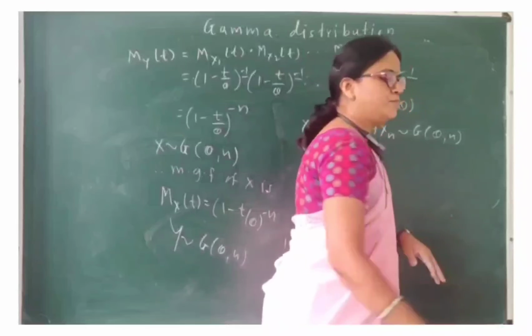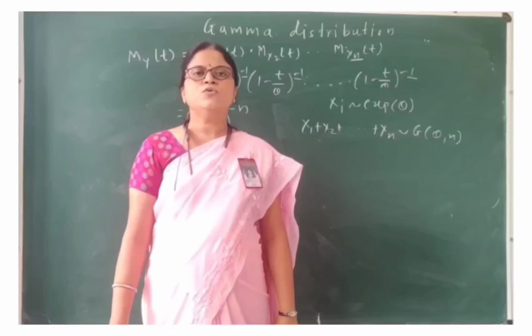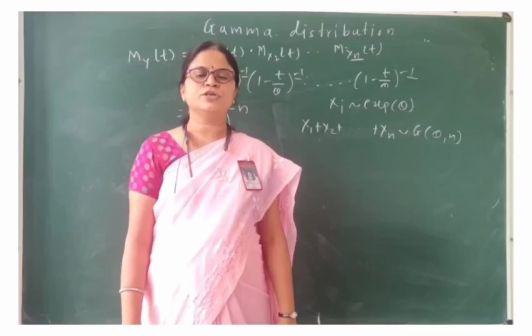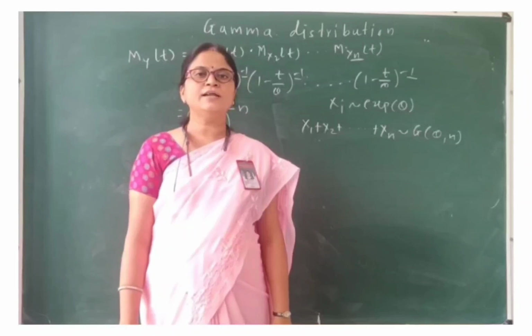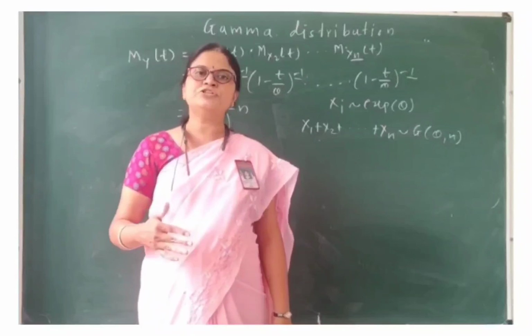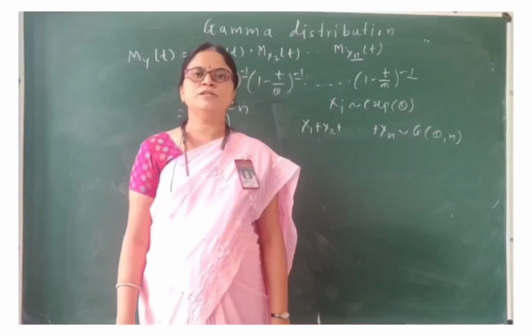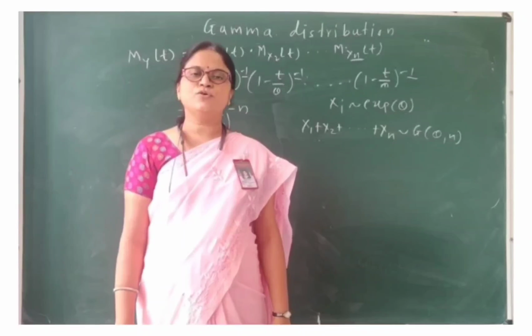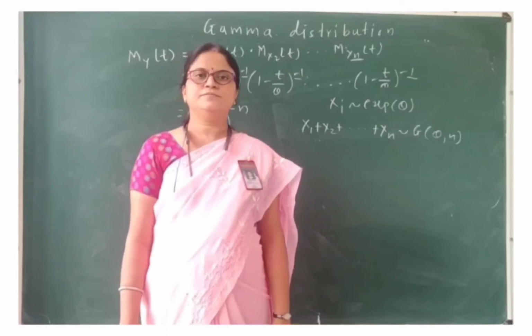Fine. So in today's lecture we have seen the mode of the gamma distribution, then the additive property of the gamma distribution, and that if we have the addition of n IID exponential random variables, then this addition follows a gamma distribution with parameter theta comma n.